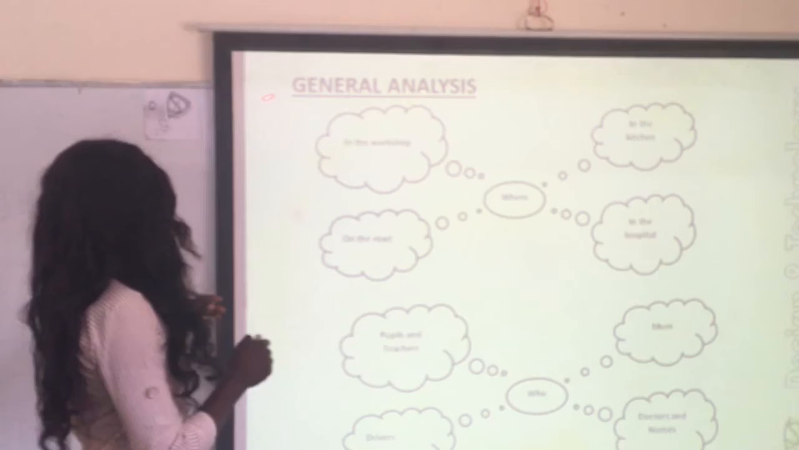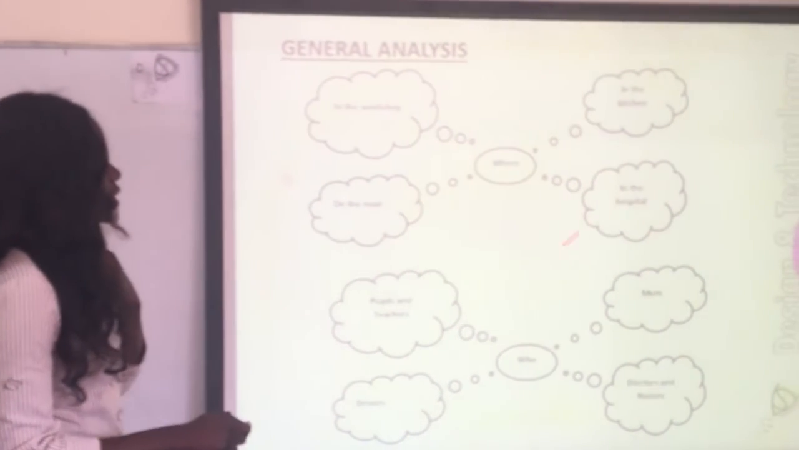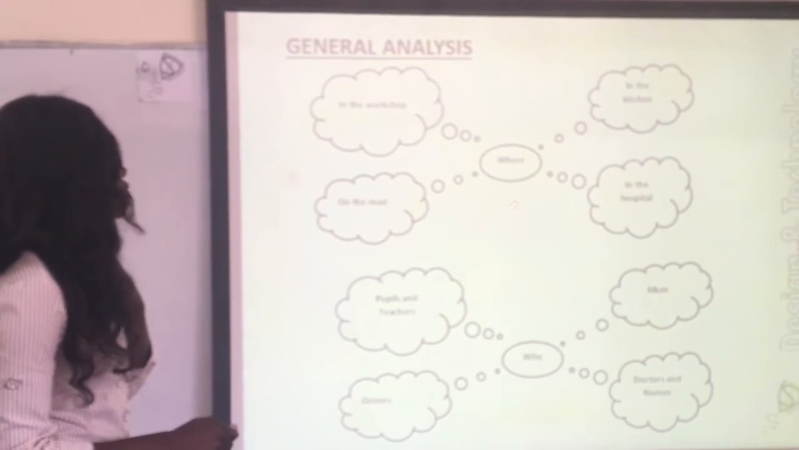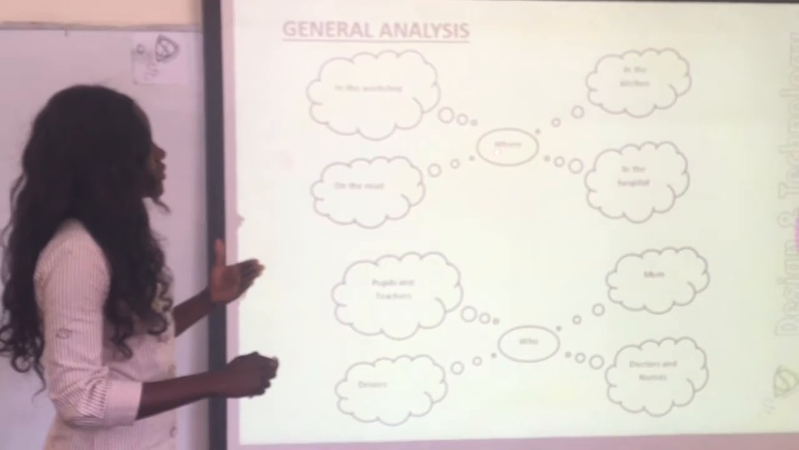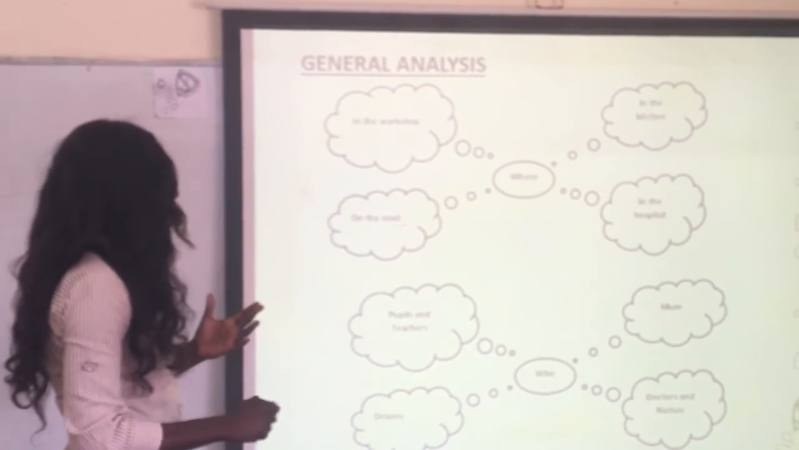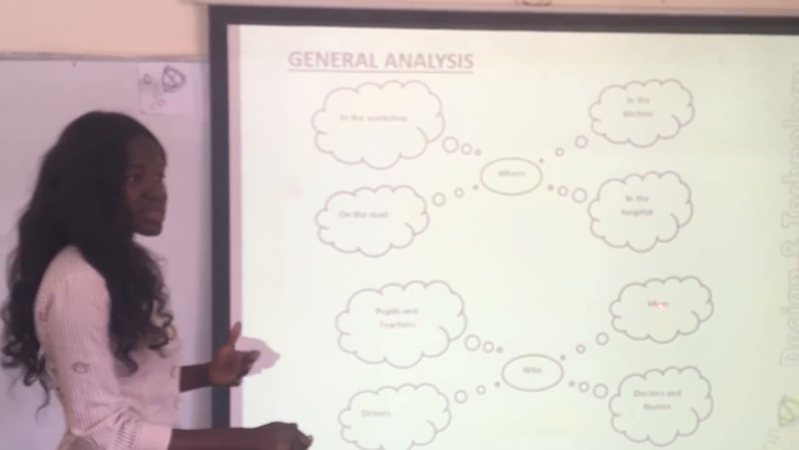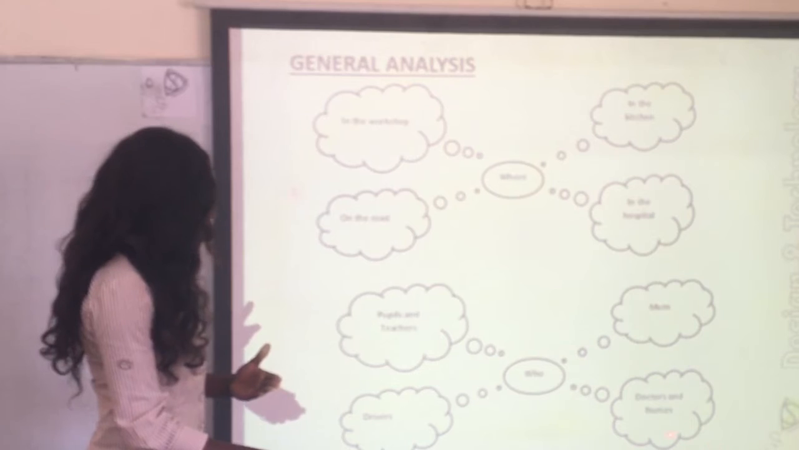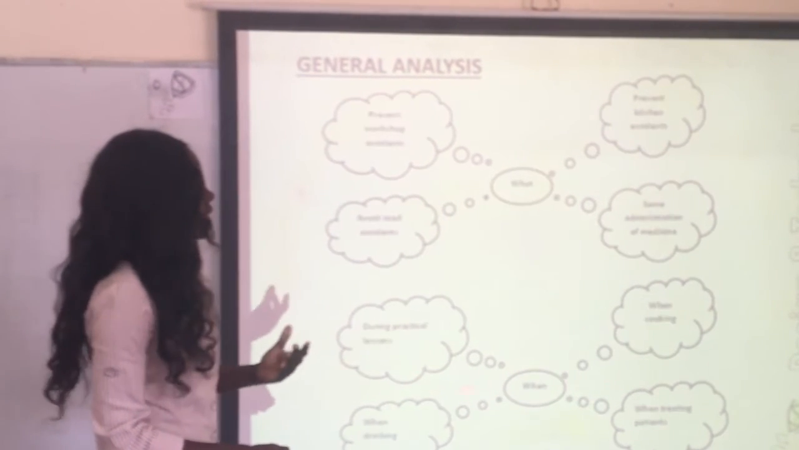Okay, so this is an example of our general analysis. So this example is taken on safety. So for example, where is safety involved? It's involved in the kitchen, in the hospital, on the road, in the workshop. And who? Our mothers, mom at home, doctors and nurses, pupils and teachers, drivers. Let's look at the other one.